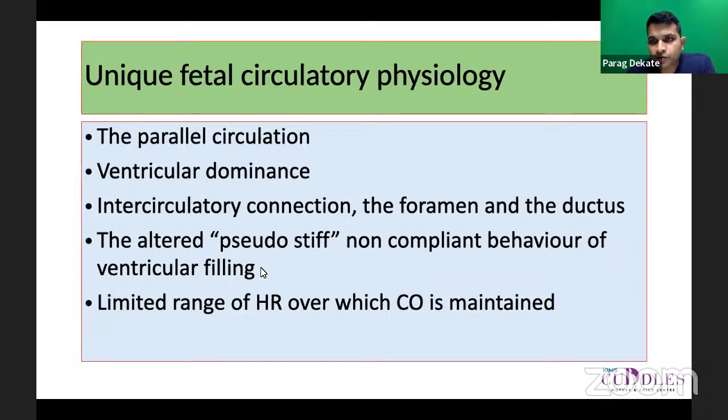So they are pseudostiff because they are not exposed to the good pressure in the intrauterine life. And there is a limited range of heart rate which can improve the cardiac output. We know that in neonatal, adult, and pediatric patients, there is a way of increasing the cardiac output. Cardiac output is basically stroke volume times heart rate. So if you increase your heart rate, there is a possibility that you will increase the cardiac output. But in the fetal circulation, there is less ability, because the ejection is not mainly contributed by the stroke volume. So these are a few uniquenesses of the fetal circulatory physiology.